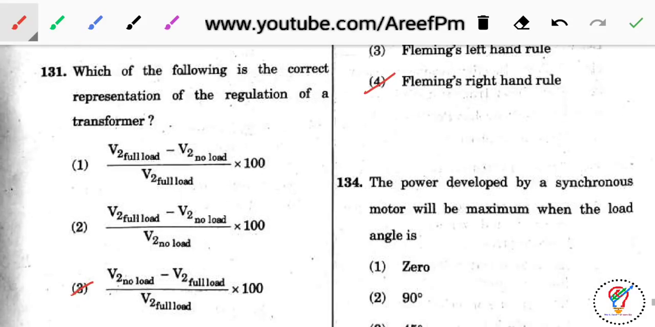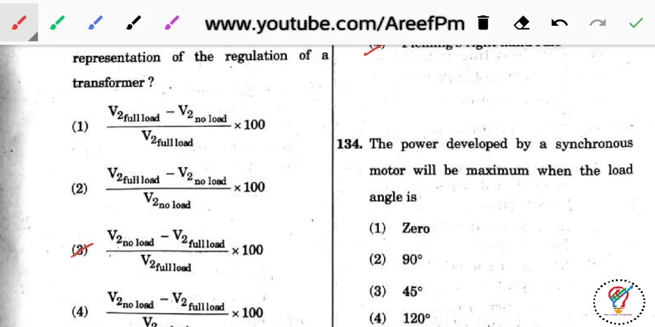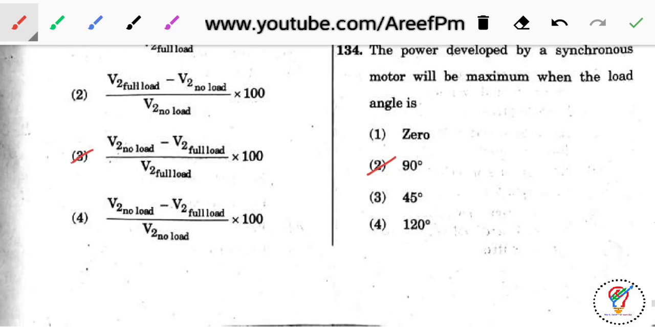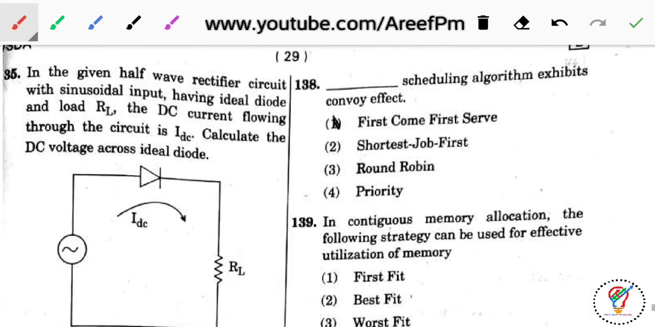Next 134. The power delivered by a synchronous motor will be maximum when the load angle is, so it is going to be 90 degrees maximum. So here by default we need to assume the machine is a cylindrical type machine, not a salient pole type. Now 135th question here.